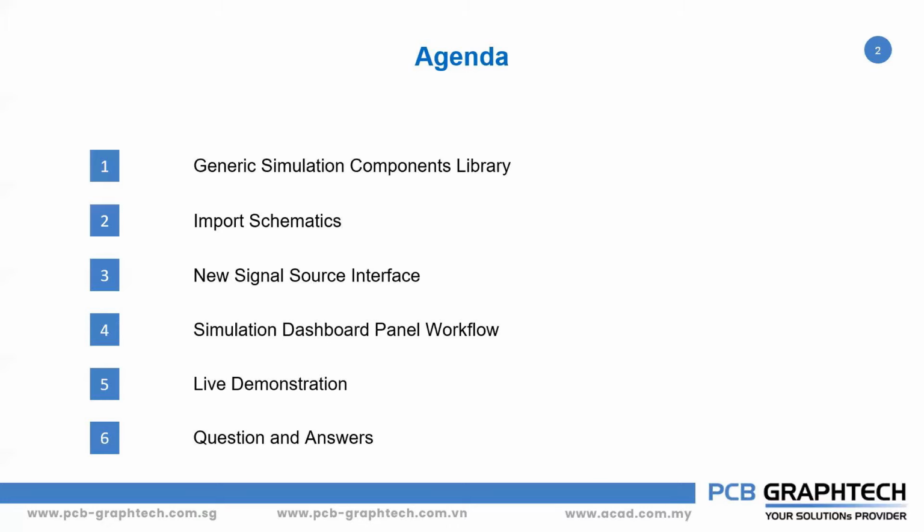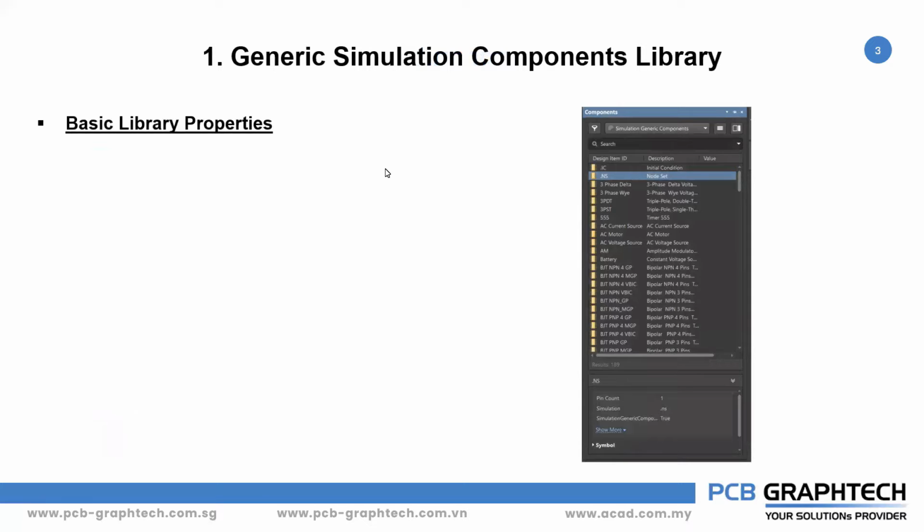So now let us go to the first topic. The first topic is about the generic simulation component library. You can see here it is the basic library properties. You can get quick electric models from the simulation generic component library. This is available only when you install the mixed simulation. Otherwise, if you install Altium Designer normally, you will not see this. When you install mixed simulation, you will be able to see this panel.